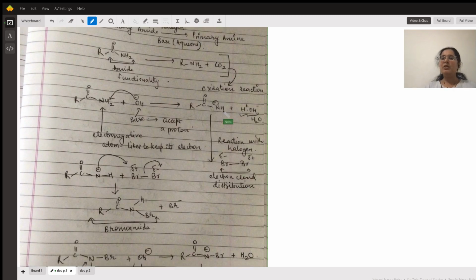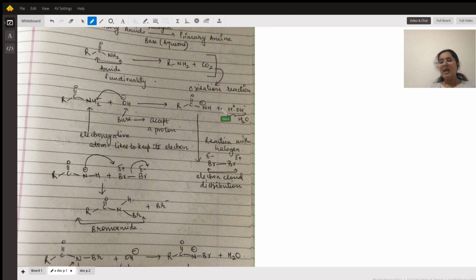Just to go into a little more detail about how this rearrangement happens: in the amide, the nitrogen is an electronegative atom. It likes to keep the electrons to itself and donate a proton, and a base likes to accept a proton. So in the presence of a base like NaOH, the base accepts the proton from the nitrogen to give an RC=O NH negative species, and the OH after accepting a proton is basically water, H2O.